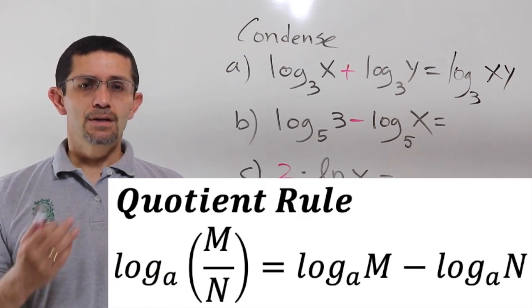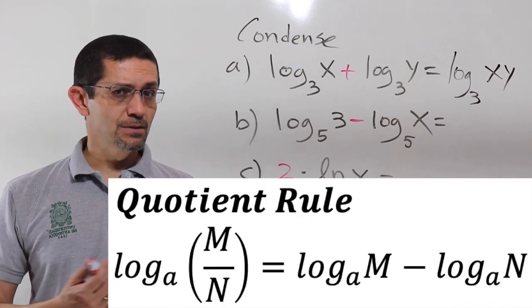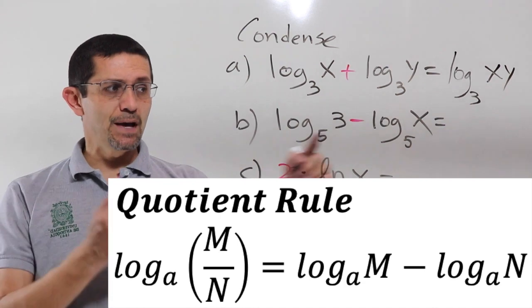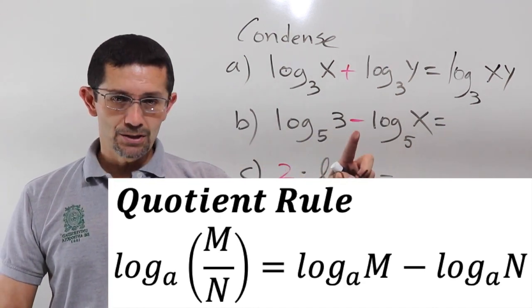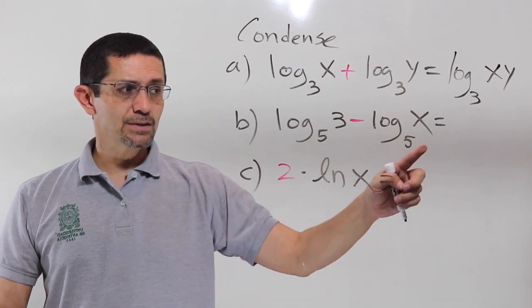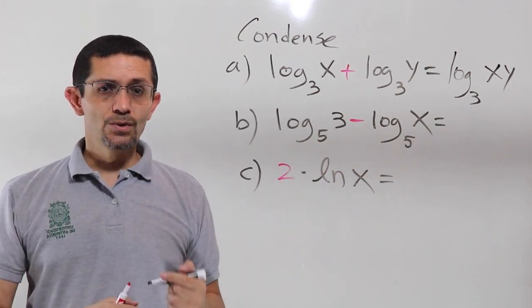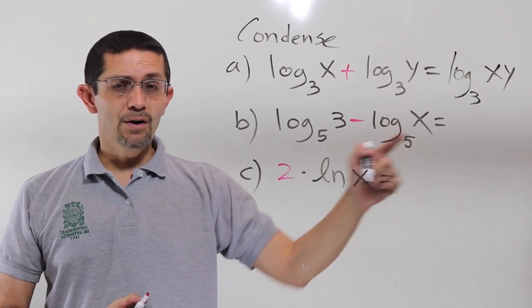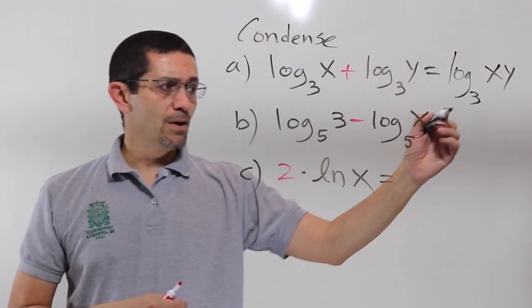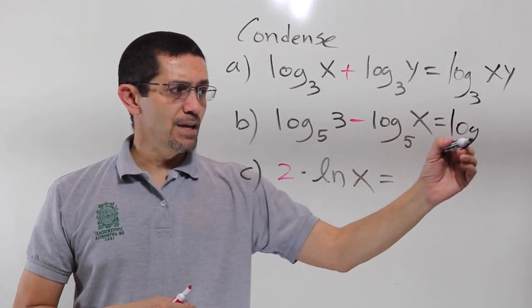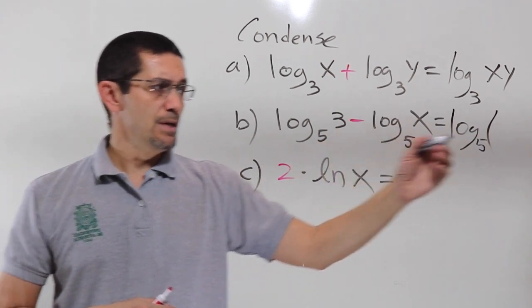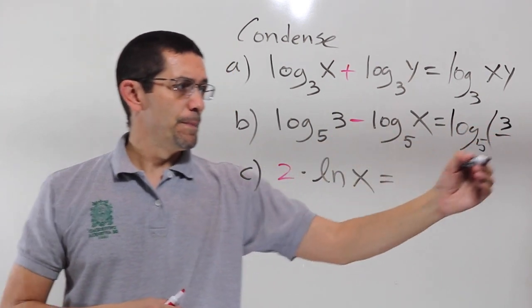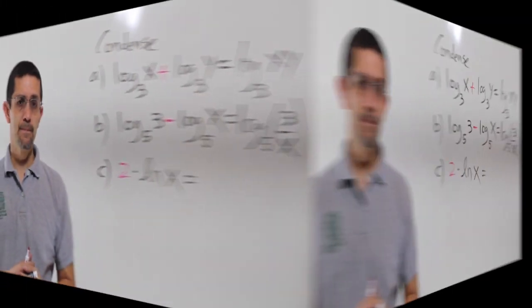Quotient rule. If I have a log of a quotient, a division is going to expand as a subtraction. In my case, the subtraction or the difference of two logs condenses into the division of the two arguments. Meaning, I have log on the same base, and now, because it's a difference, I have a 3 over x.